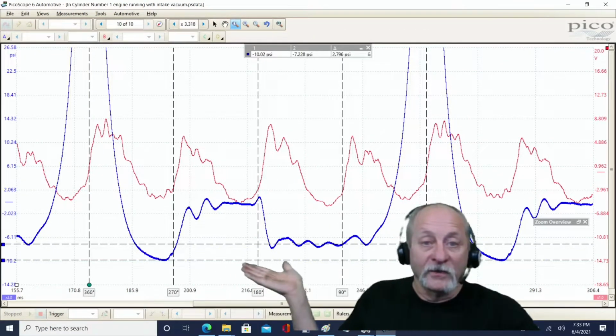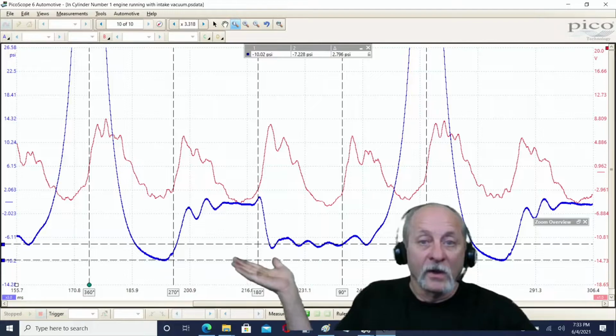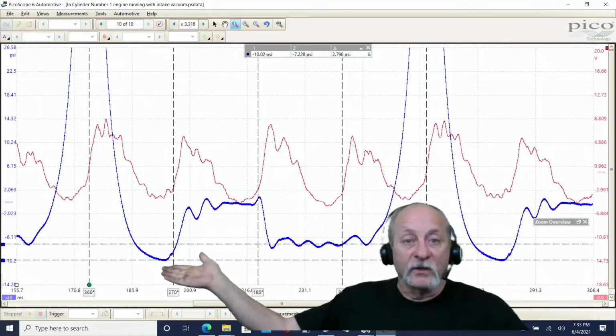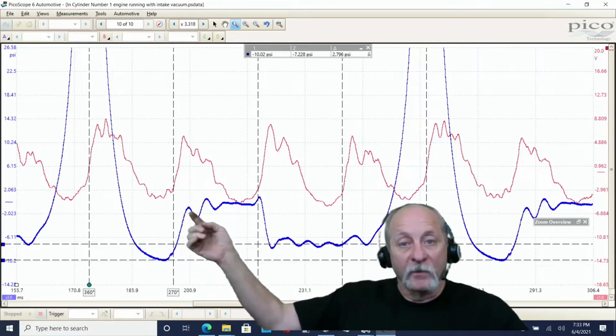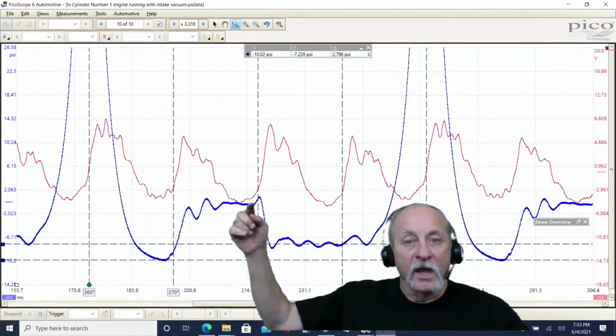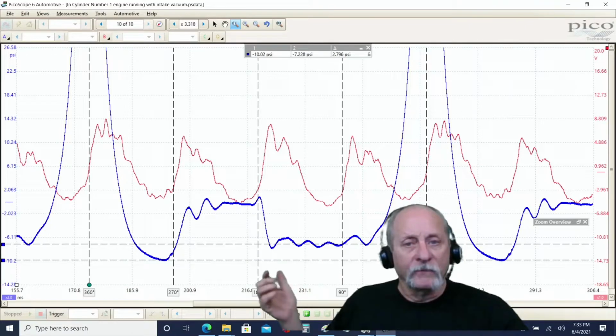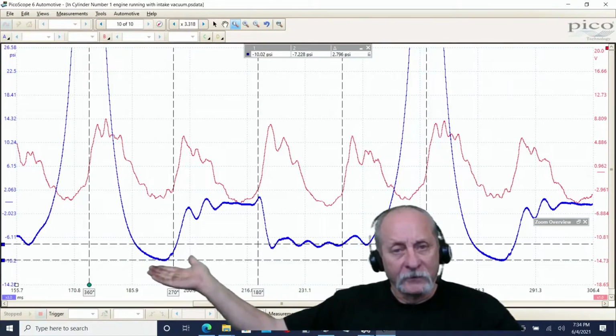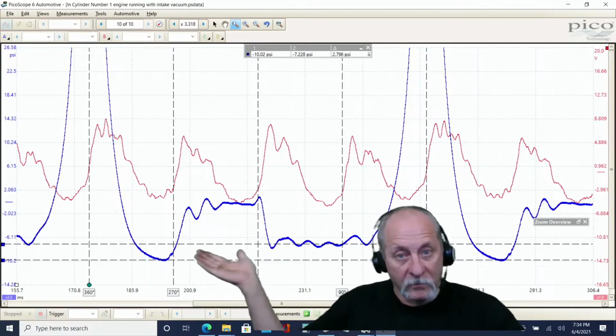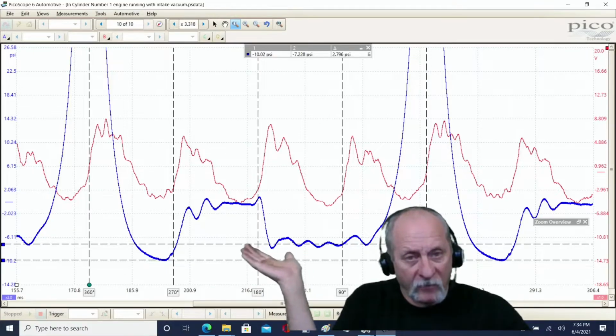Take a look at this side of the waveform. Over here, the exhaust cam is clearly retarded, and you can see that we're coming up. There's our exhaust stroke. We come across. Look at our intake timing. You know, if the exhaust valve is out of time, should the intake valve be in time?